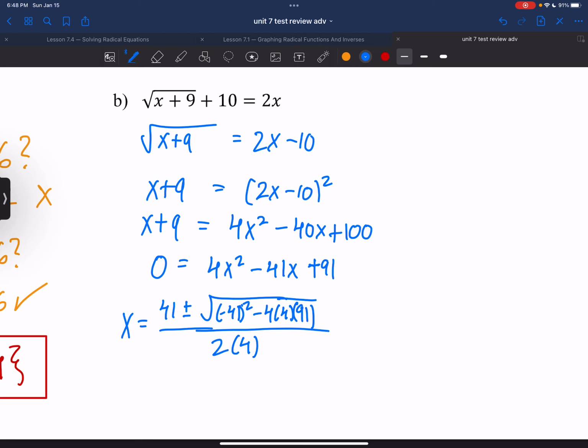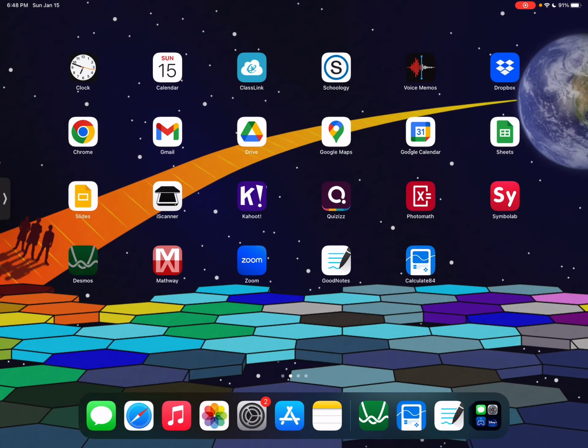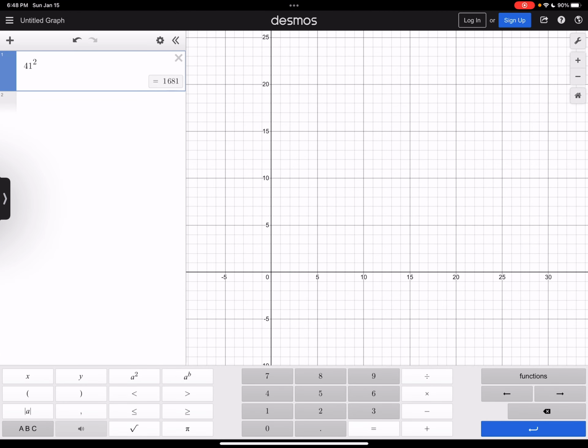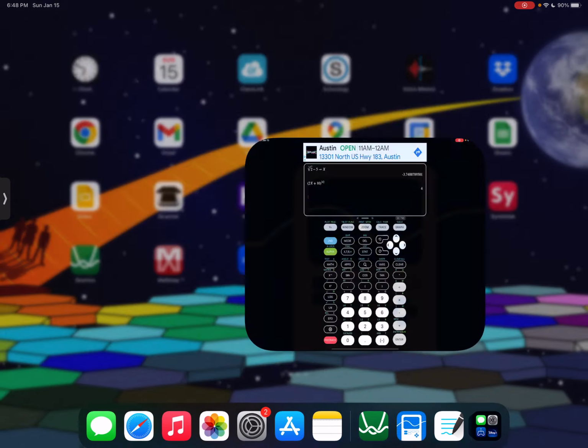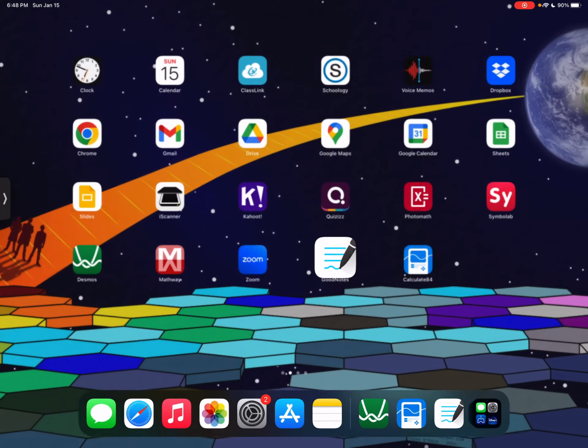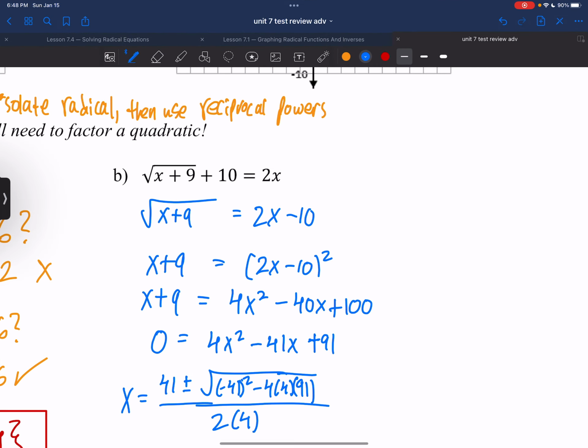Calculator time. By the way, this is the part of the test where I let you use the calculator, so thank goodness. What is that? 41 squared minus 4 times 4 times... What was it? 91? Was it really 91? Who came up with this problem? Me. I did. Come on. 91.